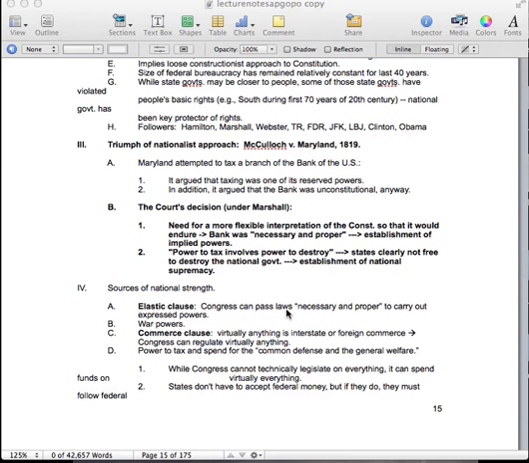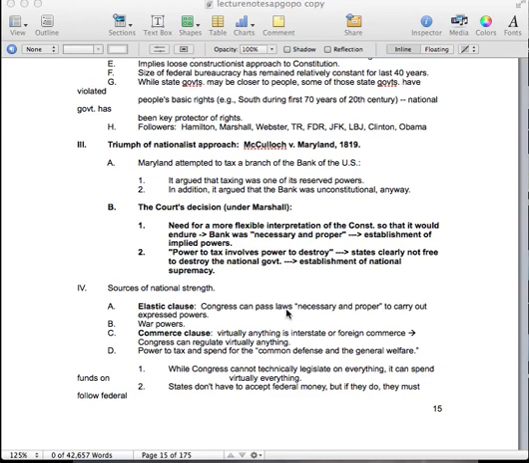The second thing here, again, it goes along with the three precedents, is the power to tax involves the power to destroy. States clearly are not free to destroy the national government. States can't tax the national government. This establishes national supremacy. Again, there's the central government over state governments. The supremacy clause.